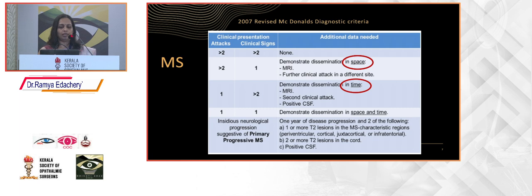I am not going into the details, but you should know two terms: dissemination in space and dissemination in time. Dissemination in space means you have different lesions in different locations. Whereas dissemination in time means you have lesions of different ages. The previous MRI can be normal and a new lesion appears. Or in the same MRI, there is a lesion which is enhancing and one which is not enhancing. That is suggestive of an old lesion.